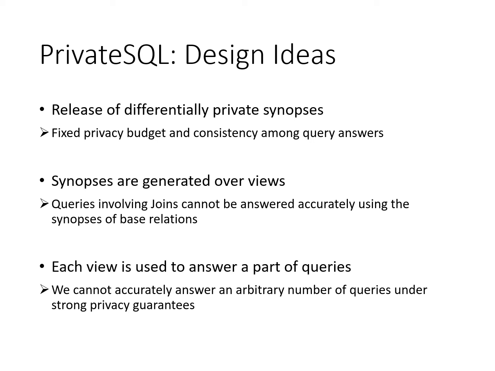This solves the problem that queries involving joins cannot be answered accurately using a simple synopsis of the base relations. And each view is used to answer only a part of the queries, since we cannot accurately answer an arbitrary number of queries under strong privacy guarantees.